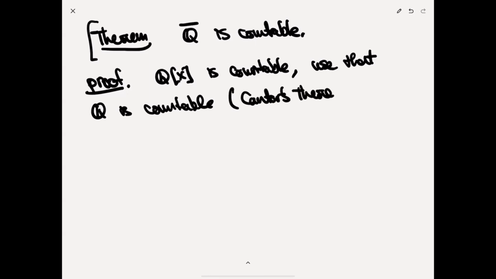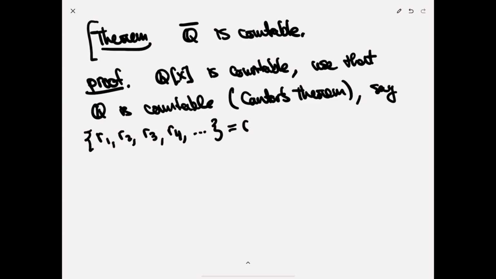This is the diagonalization argument, and then we'll diagonalize again. We have a bunch of rational numbers r1, r2, r3, r4, and this is the set Q. Then we write down all the polynomials as follows.